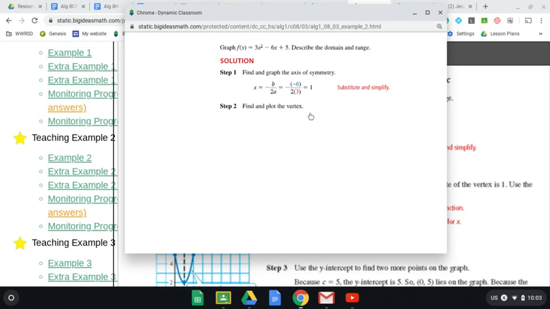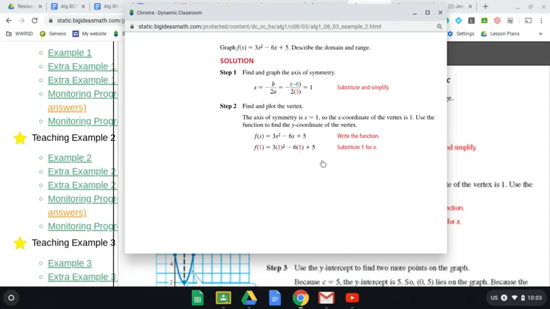The next step is we're going to find the vertex. To find the vertex, I'm going to use this axis of symmetry, this 1, as the x coordinate of the vertex. Let's take the 1 and plug it into our function and we can find the y of our vertex. So we're going to have 3 times 1 squared minus 6 times 1 plus 5. Don't forget the order of operations. Do 1 squared first, which is 1, times 3. Minus 6 times 1 is 6, plus 5, and we get 2. Therefore, our vertex is 1, 2.